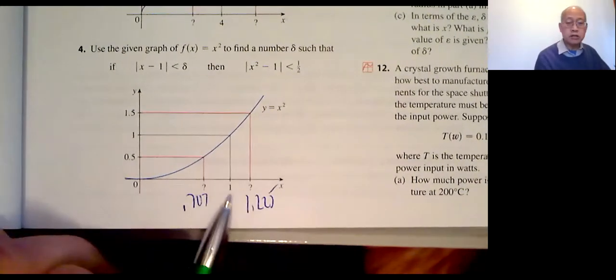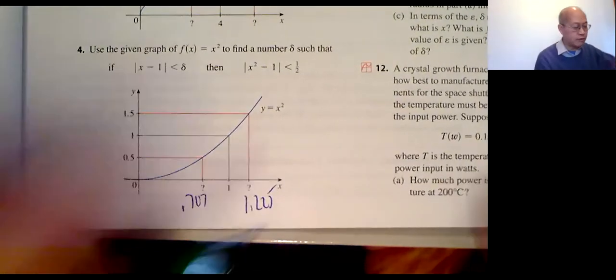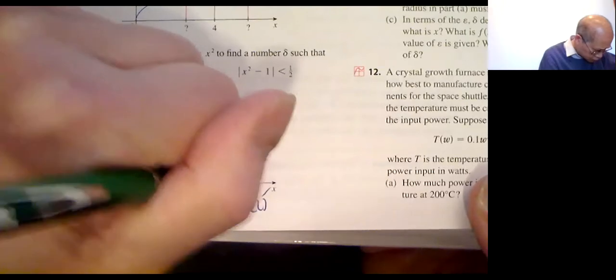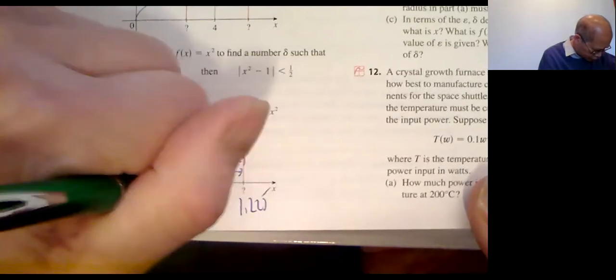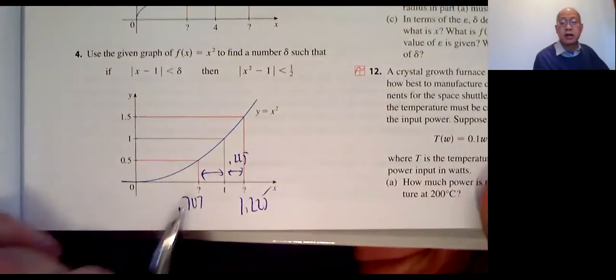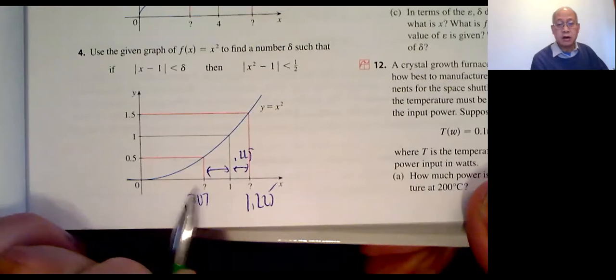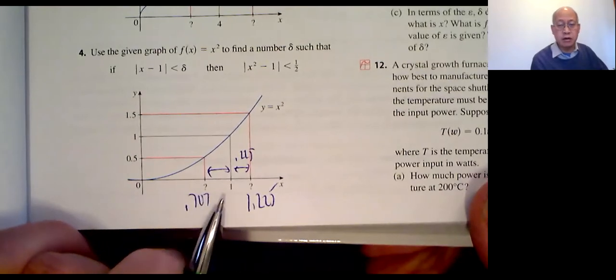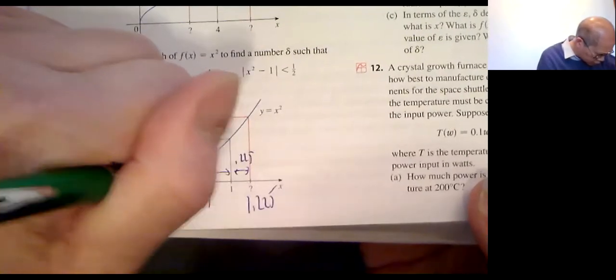All right, so how far is it from here to here? Well, 0.225, right? The difference between that and that is 0.293.